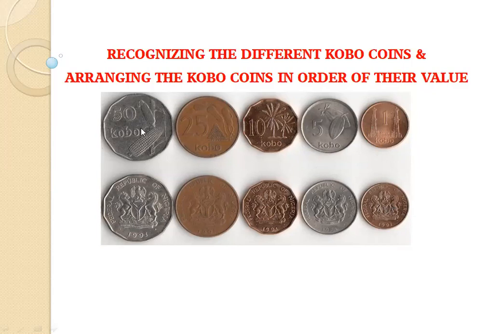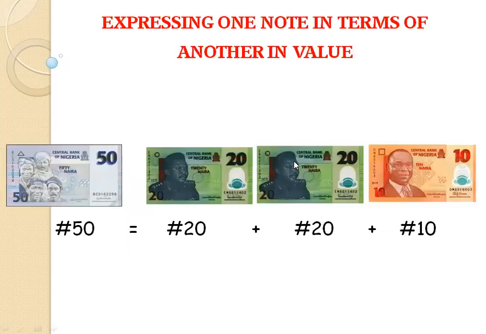So you can see, these are the kobo arranged in descending order from the biggest coin to the smallest coin. So you should be able to recognize and also arrange these coins in terms of how big or how small they are. Do you understand that? Okay, good. Now, what we want to do is expressing one note in terms of another in value.